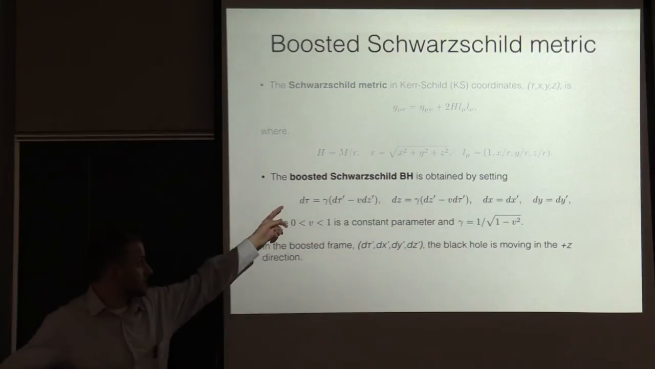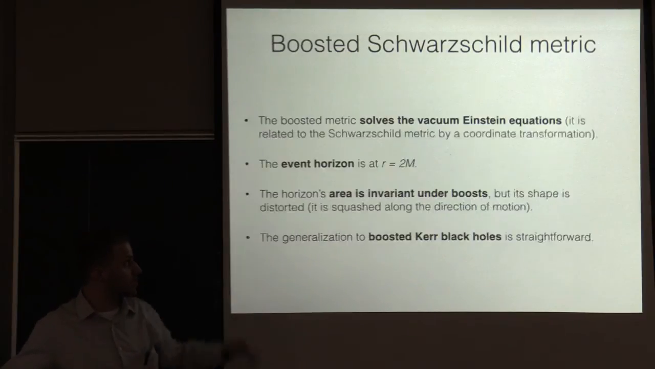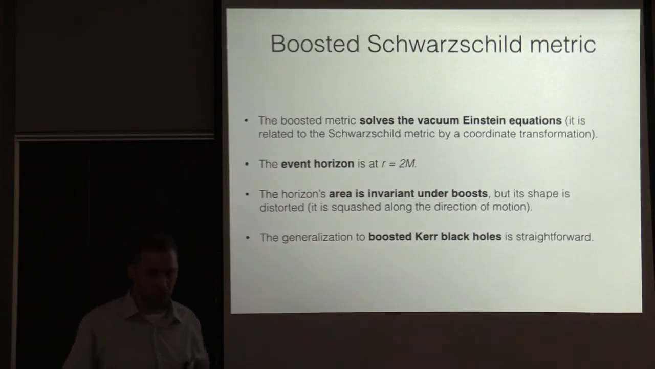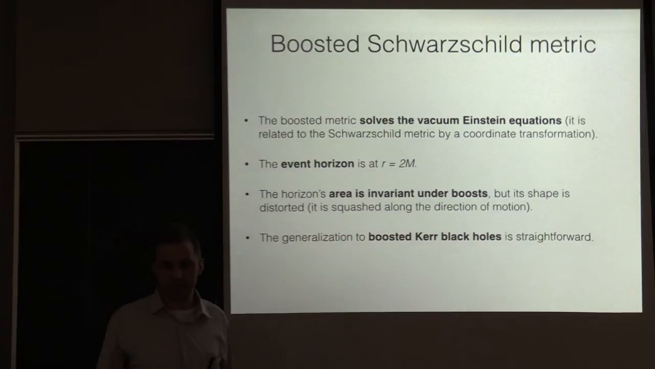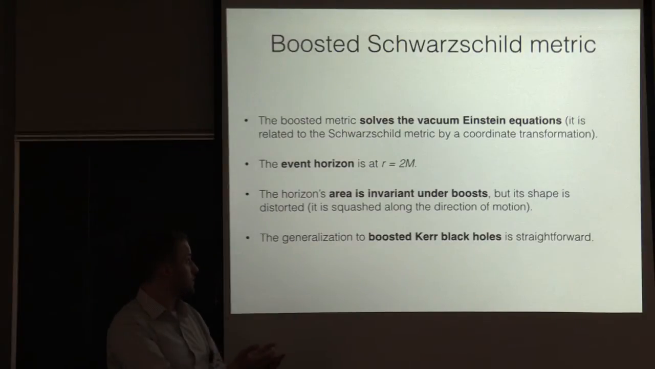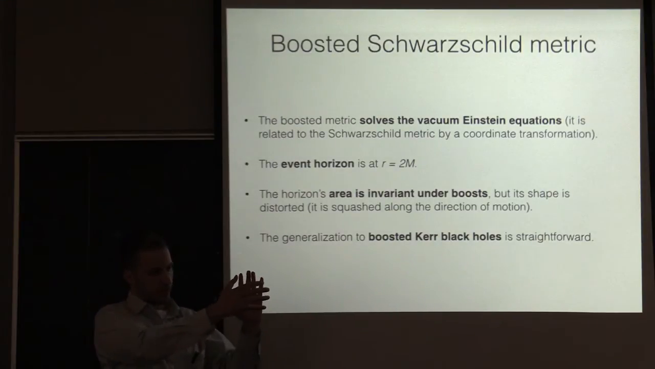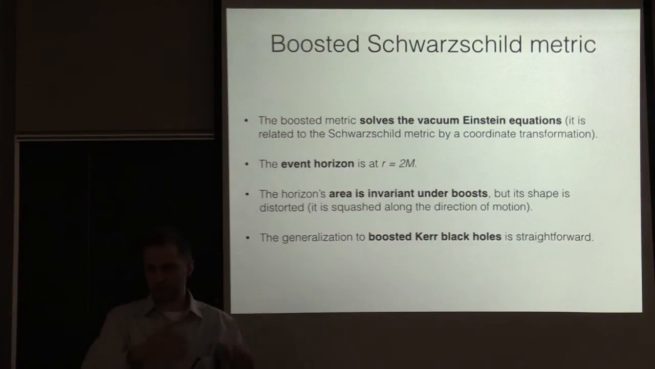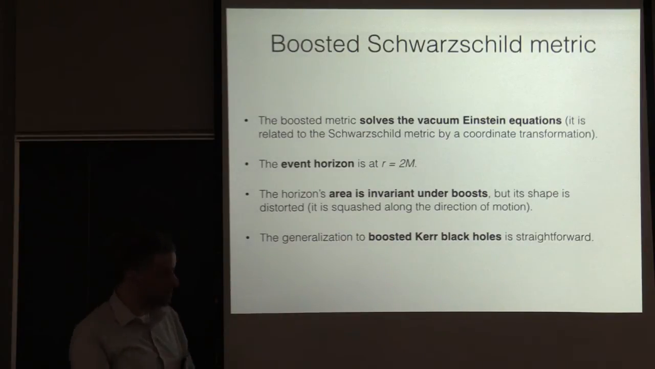Some properties of this metric describing the moving black hole is that it's a vacuum solution of Einstein equations, as it has to be, because it's just related to ordinary Schwarzschild by a coordinate transformation. Event horizons at r equals 2m. When you boost it, the total area of the horizon stays constant, but to the observer who it looks moving, the horizon appears to be squashed and sort of pancake-like, so the geometry changes.